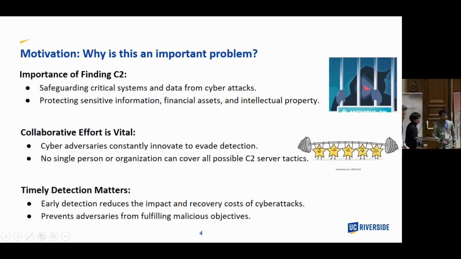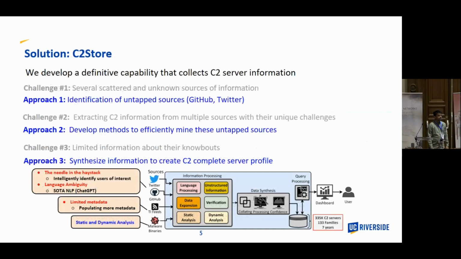And timely detection matters, like spreading the C2 information. If we know it as early as possible, it will help us to safeguard systems. So to this end, we present our work C2 store, which is a definitive capability which collects C2 information from various sources and provides it at a single spot.